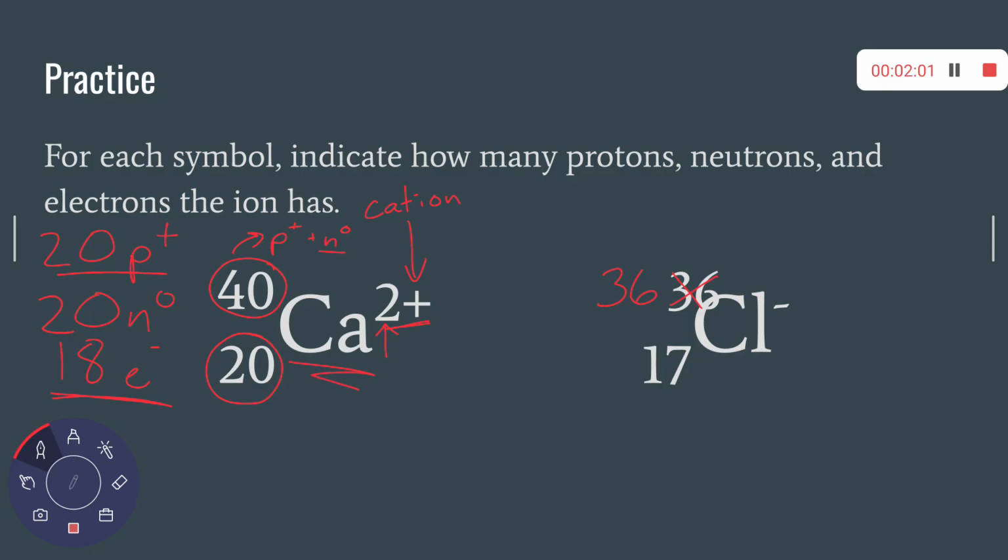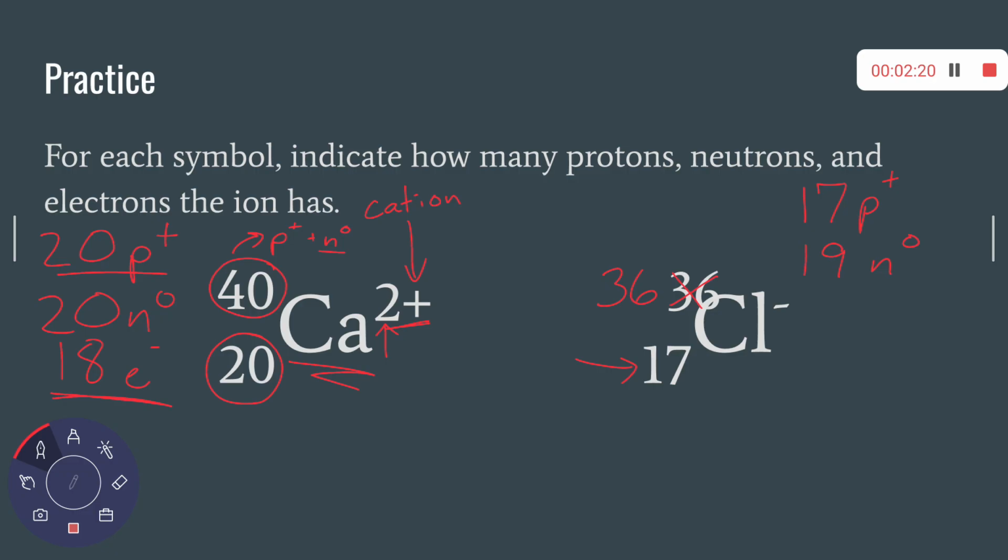So now let's try our chlorine. We're going to start with our protons as always. That's going to be our atomic number. So we know we have 17 protons. Then we're going to figure out our neutrons. 36 minus 17 is 19 neutrons.